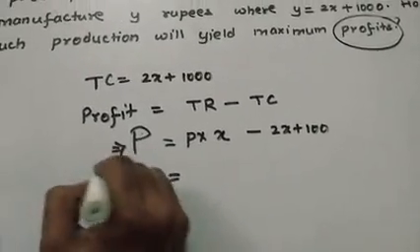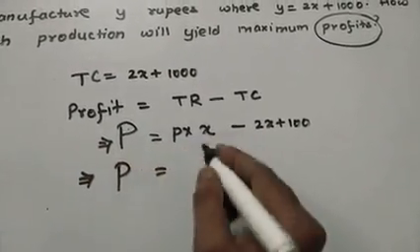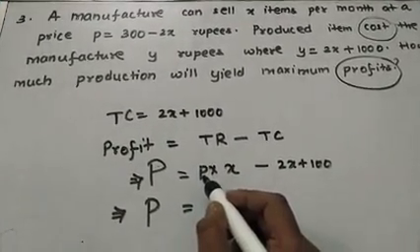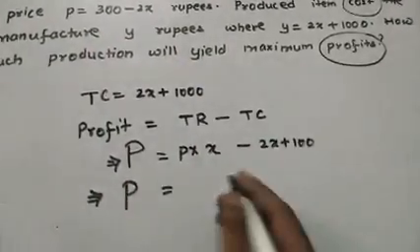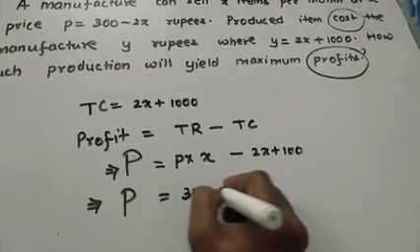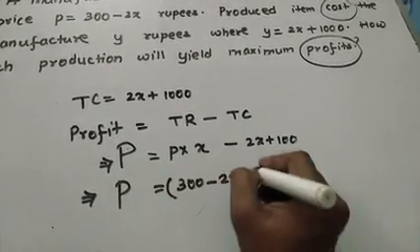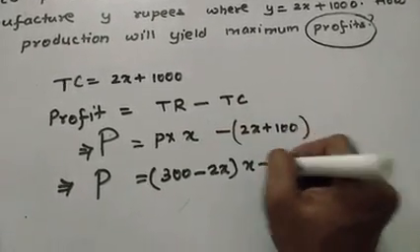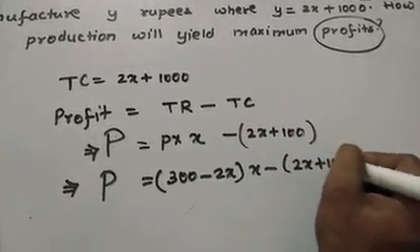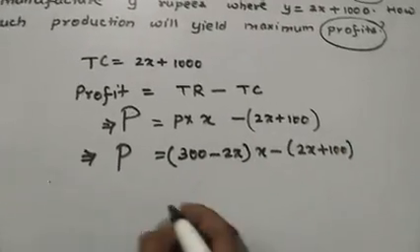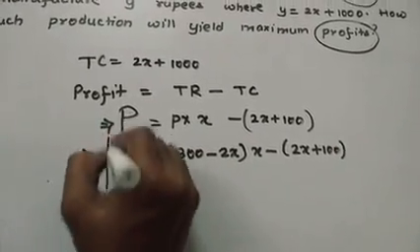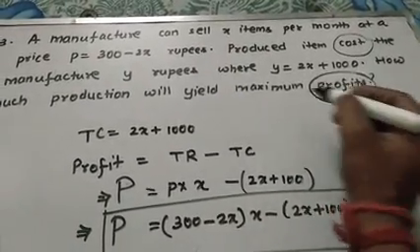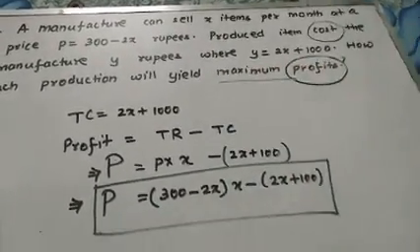Okay, so capital P equals what? Now price is given in the question part. What is given to you? Price is 300 minus 2X, into X, and here in the bracket 2X plus 100. Now let us simplify. After that you will simplify this one, and now what we have to find is the maximum profit.